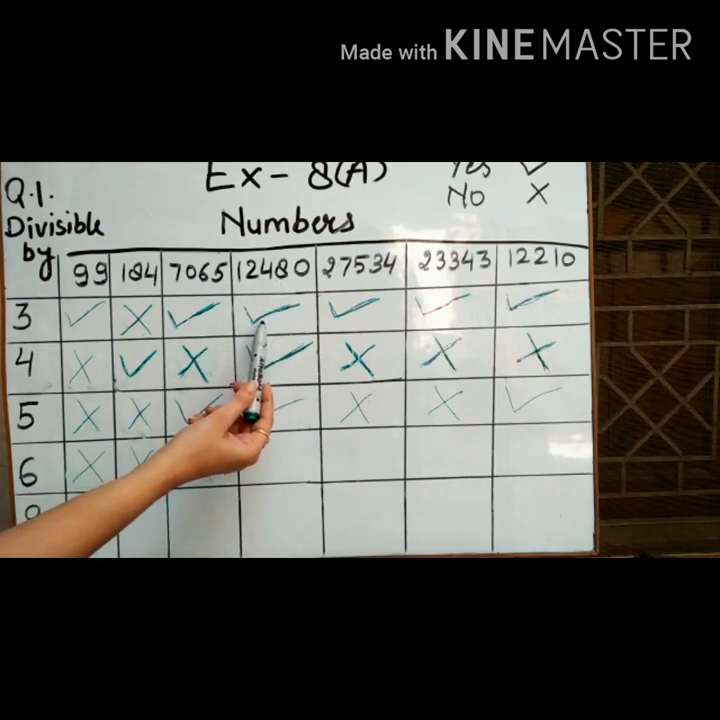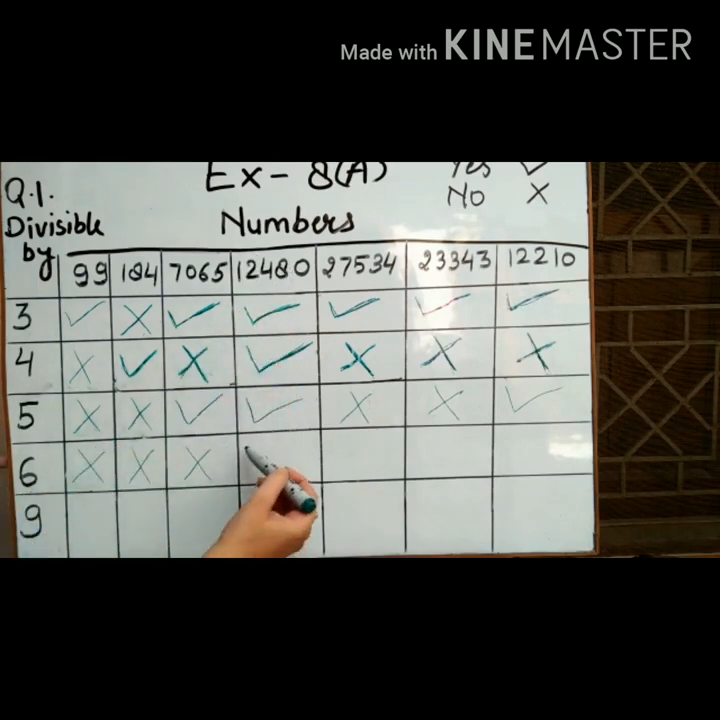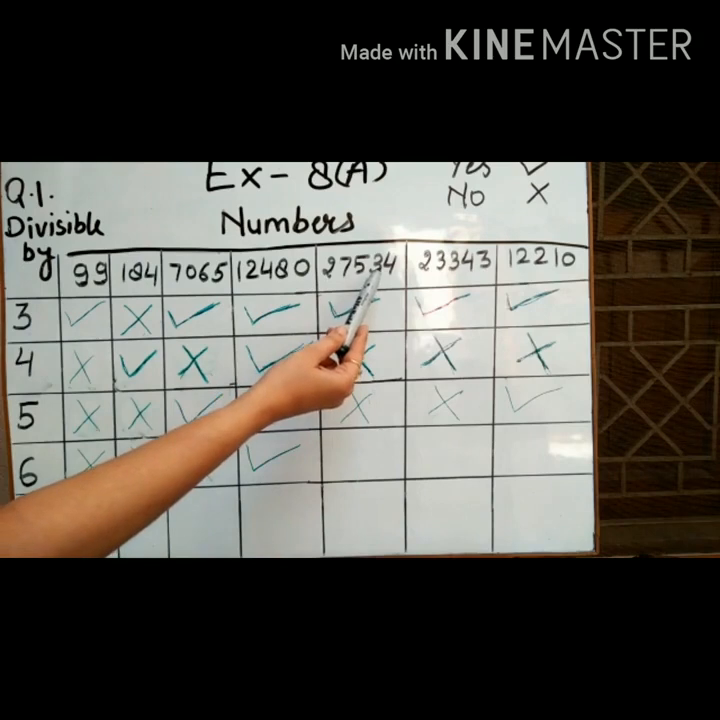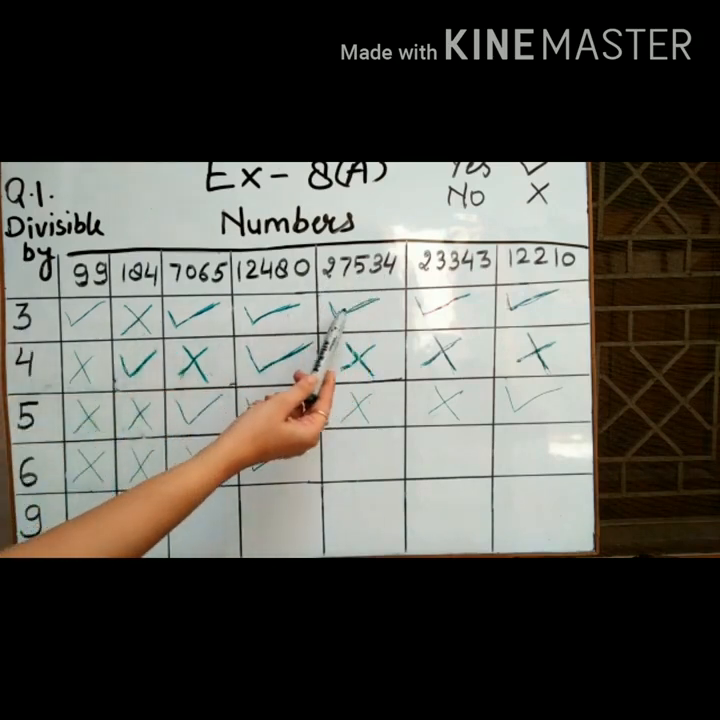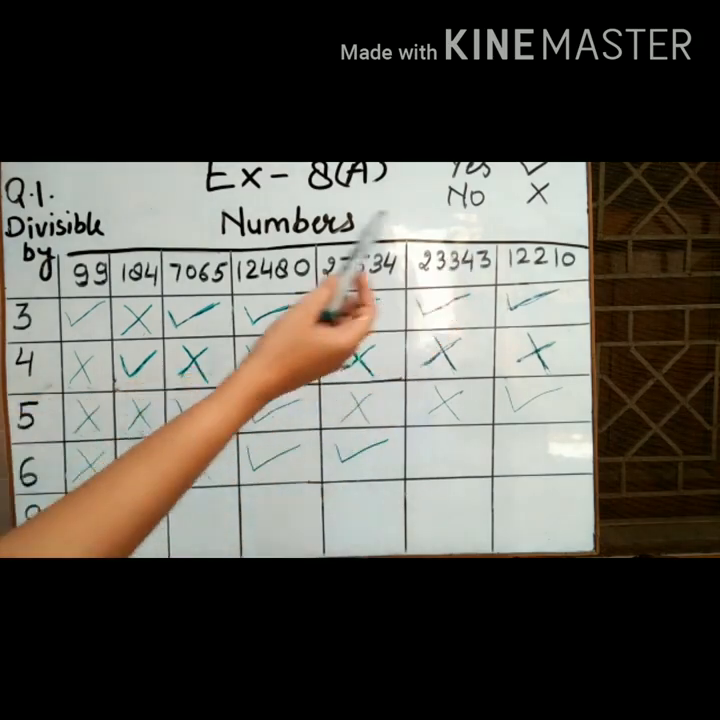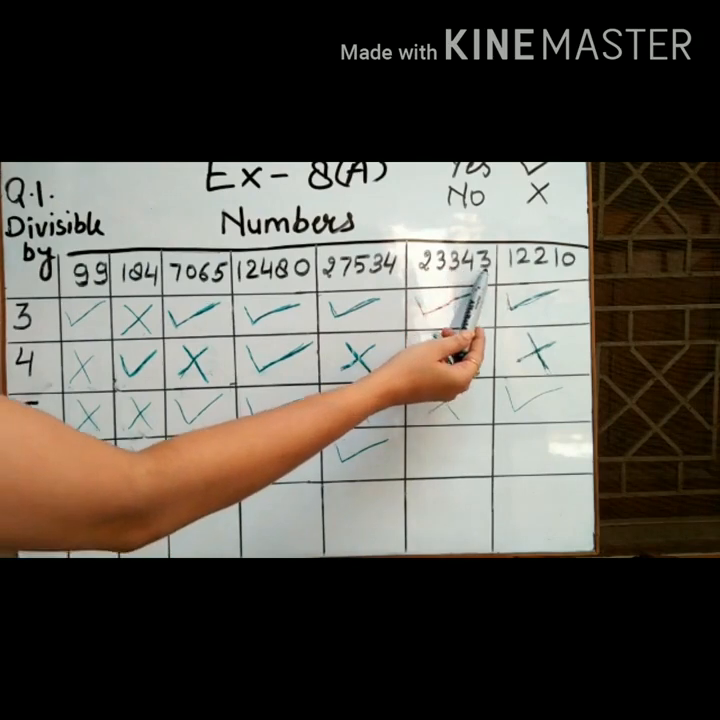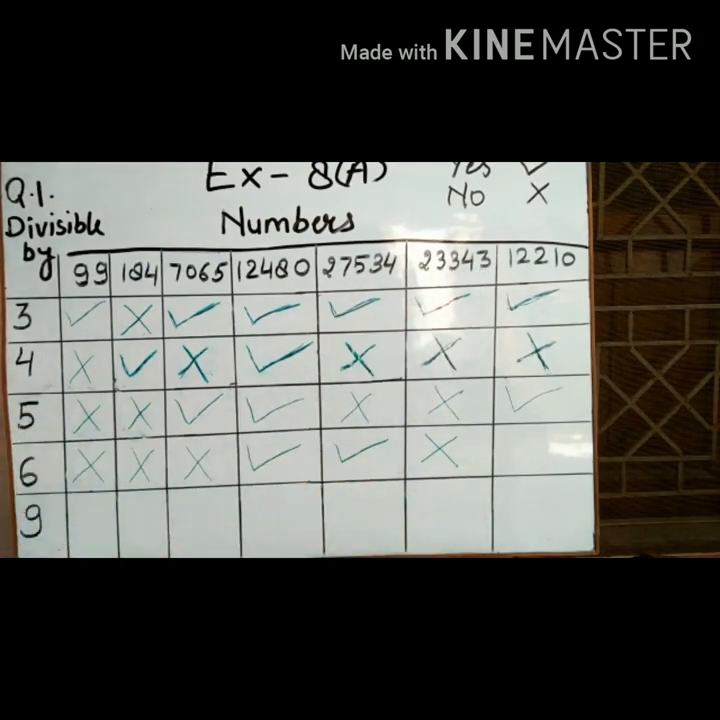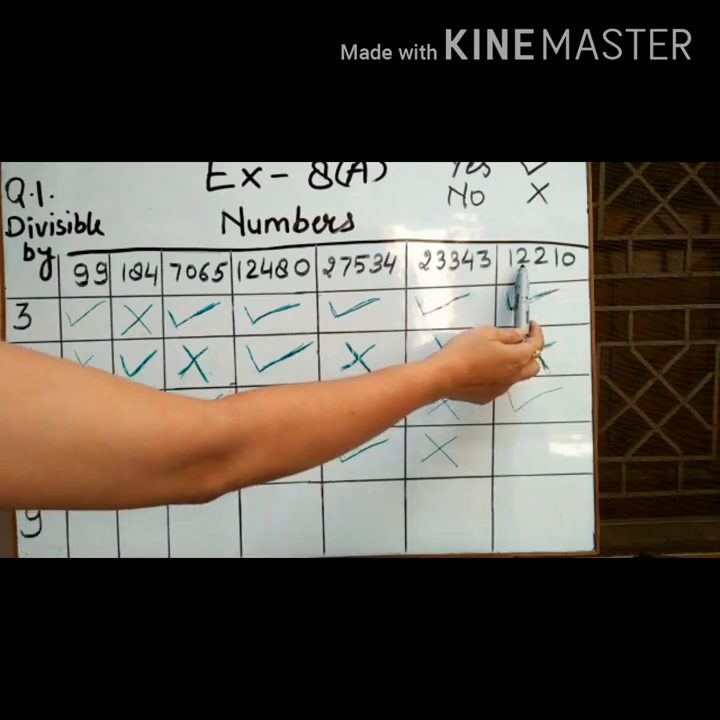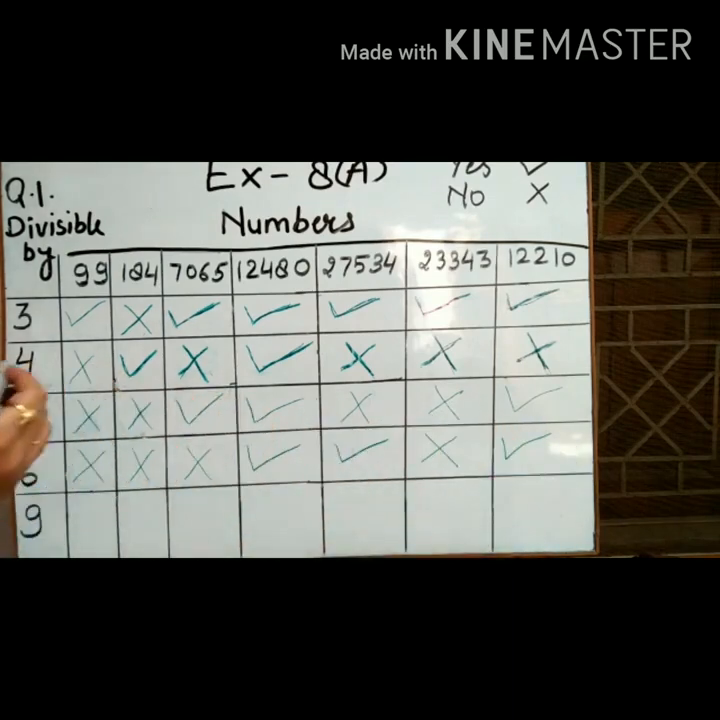This number is divisible by 3. Because of even number, it is also divisible by 2. That's why this number is divisible by 6. It is an even number, so it is divisible by 2, and it is also divisible by 3. So, this number is also divisible by 6. This number is divisible by 3, but it is not divisible by 2 because of odd number. That's why it is not divisible by 6. This one is divisible by 3 and it is also divisible by 2 because of even number. That's why it is divisible by 6.